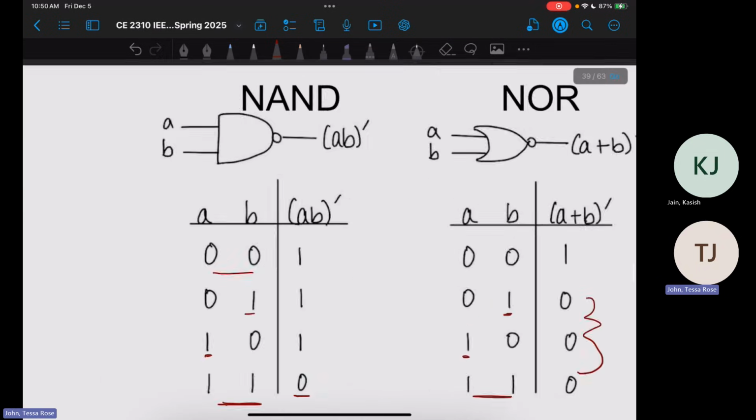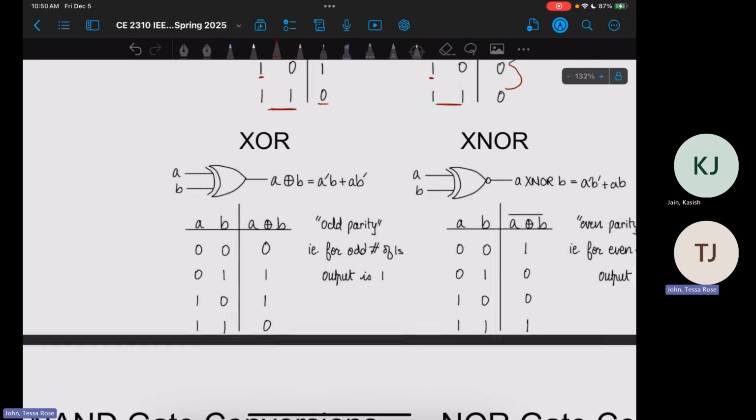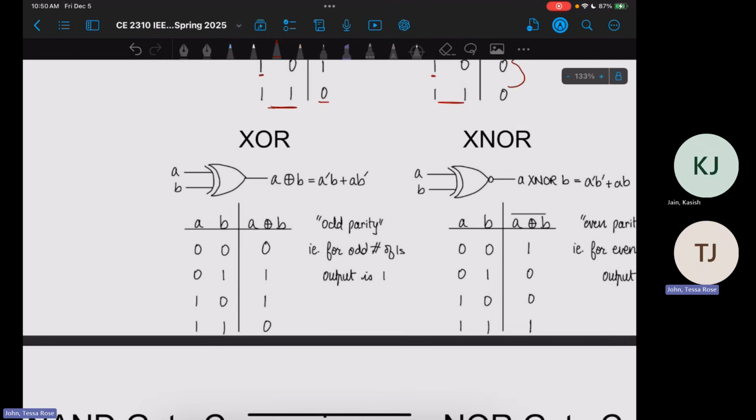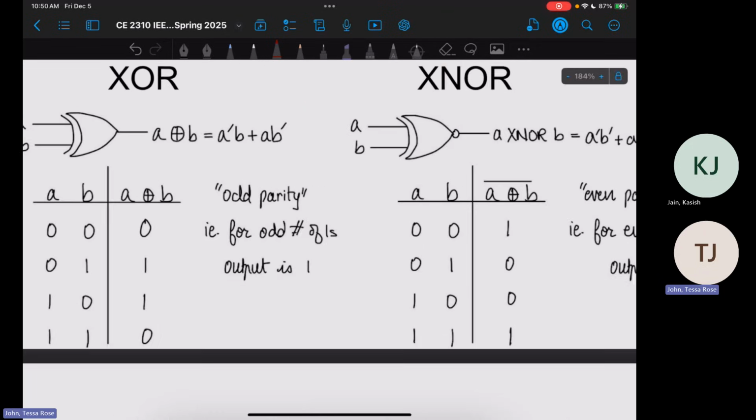And then we have XOR. Actually, wait, that's XNOR. So this one is like extreme cases. It's either both of them have to be 0, then it's 1, or both of them have to be 1. If it's any other combination, it's 0. That's XNOR. Does that make sense?